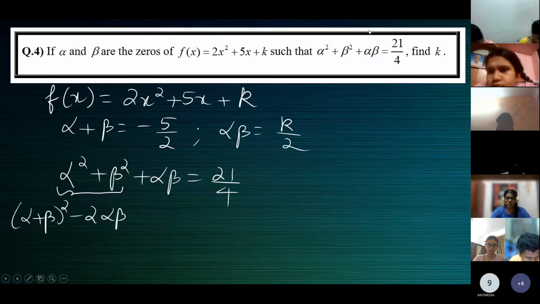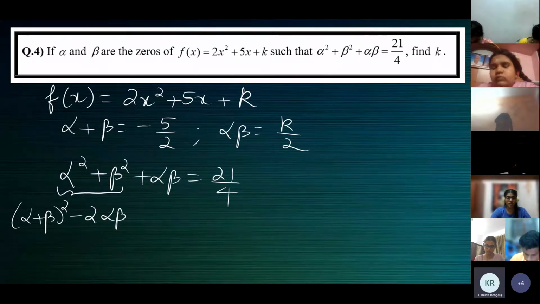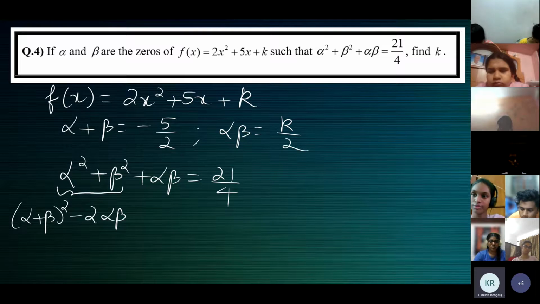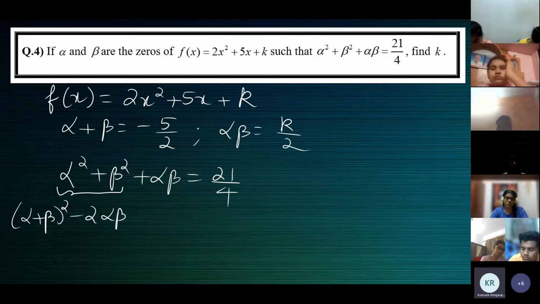Since we know the values of alpha plus beta and alpha beta, we try to rewrite other expressions using alpha plus beta and alpha beta because we only know these two values. So when we see alpha square plus beta square, we scratch our head. What to do with it? Suddenly you get this idea: let's write it as alpha plus beta the whole square minus 2 alpha beta using the identity.